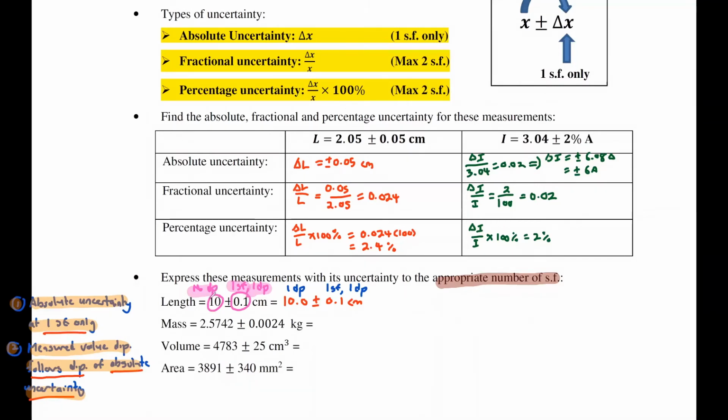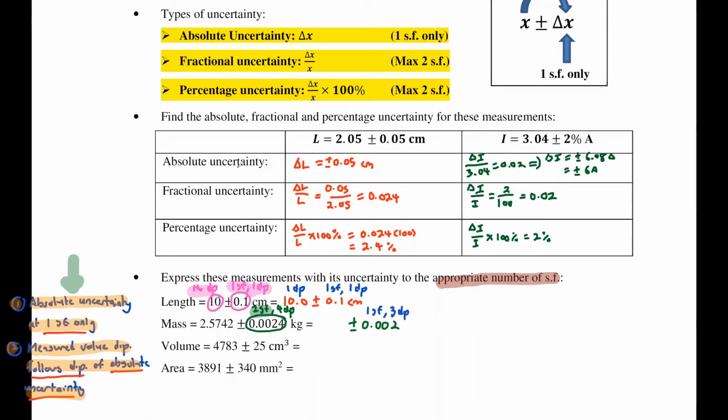Next, we have mass equals 2.5742 plus minus 0.024 kg. We can see that the absolute uncertainty over here is in 2 SF, 4 dp. Looking at the SF here, we can see that it is no longer following the first rule. So we will need to rewrite the absolute uncertainty here in 1 SF, giving us plus minus 0.002. So right now, we will have 1 SF, 3 dp.